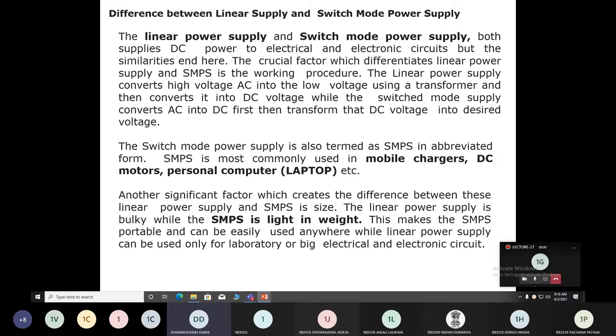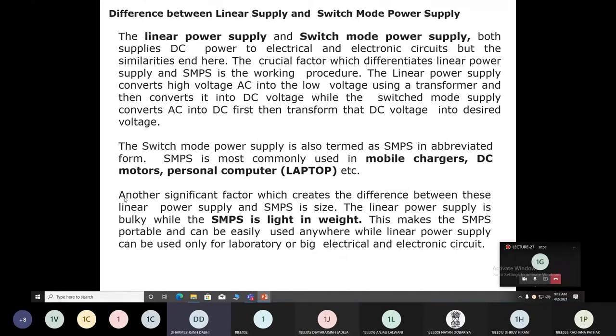So the history of the switch mode power supply is that it was first developed by NASA in 1960 for the space vehicle. As you know, in a space vehicle they require a compact size with less weight. So the engineers at NASA designed this type of power supply, and after that it became very popular, and then in most electronic circuits nowadays we use this type of power supply.